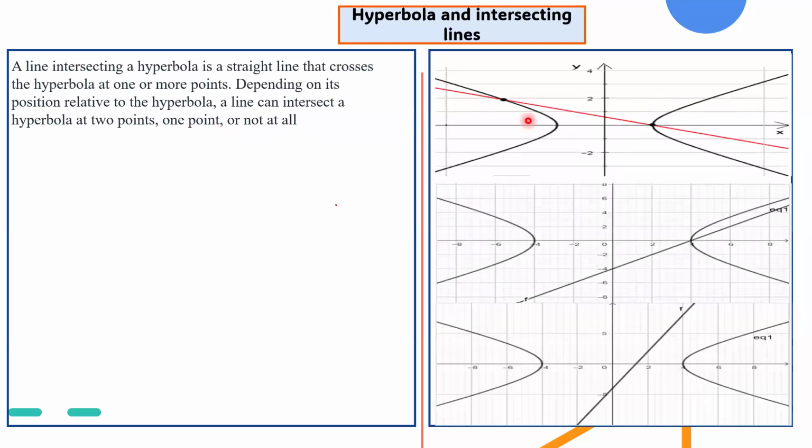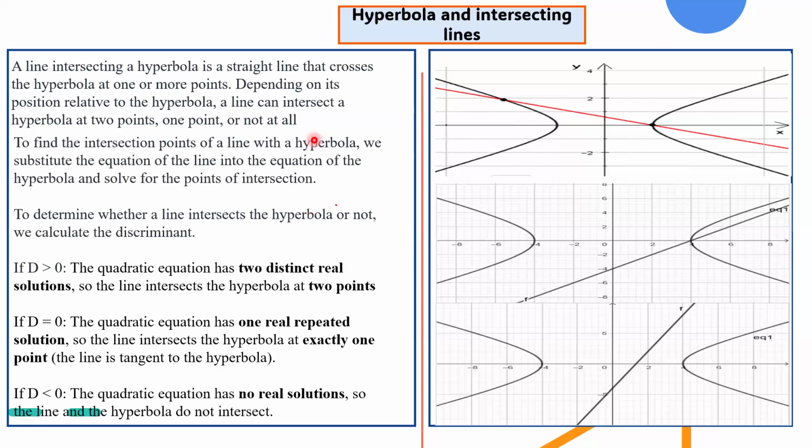So when we think about that, a line can intersect it at 2 points, 1 point, or no point at all. We can think of quadratics, right? Because we have a maximum of 2 points. So in that case, we know that we're going to be dealing with a quadratic equation. To find the points of intersection with the hyperbola, we substitute the equation of the line into the equation of the hyperbola and solve for the points of intersection.